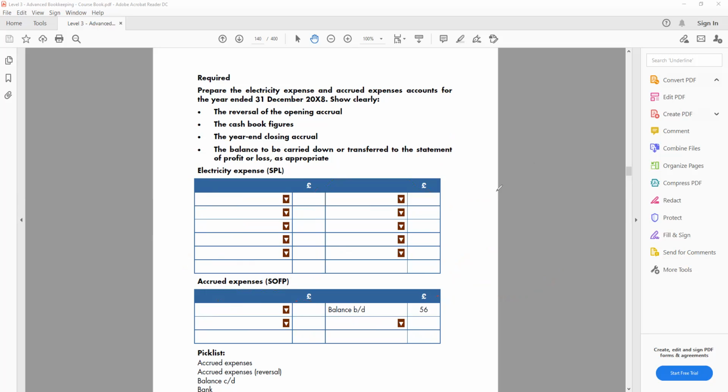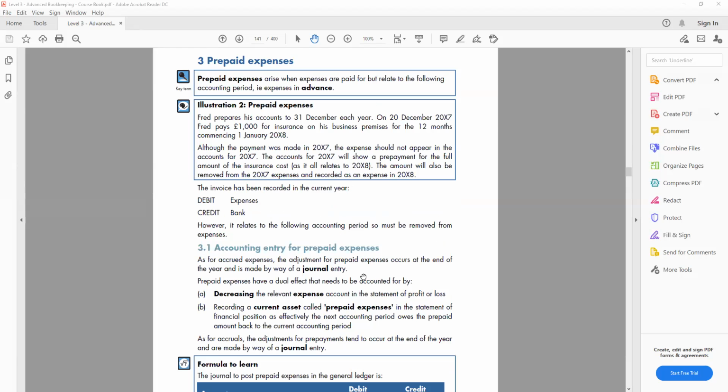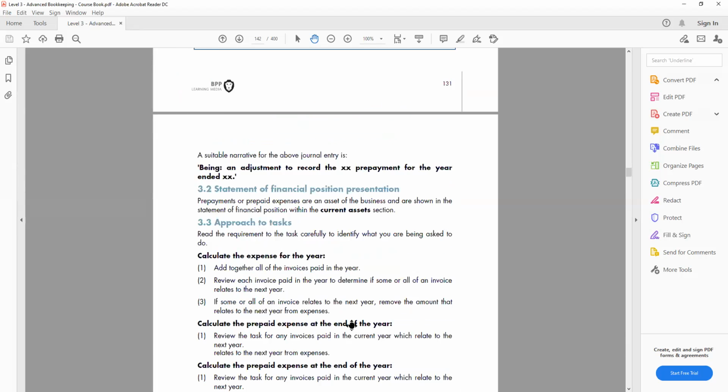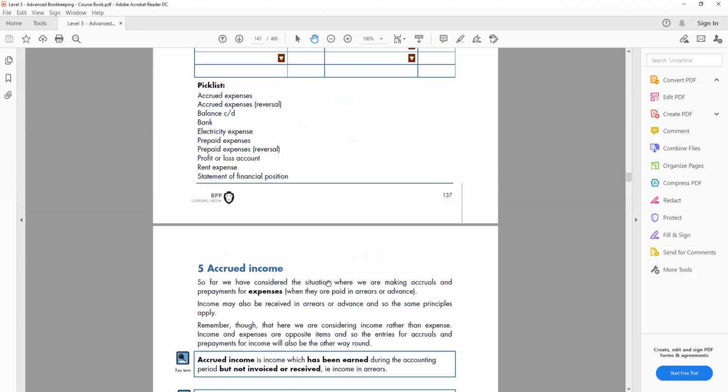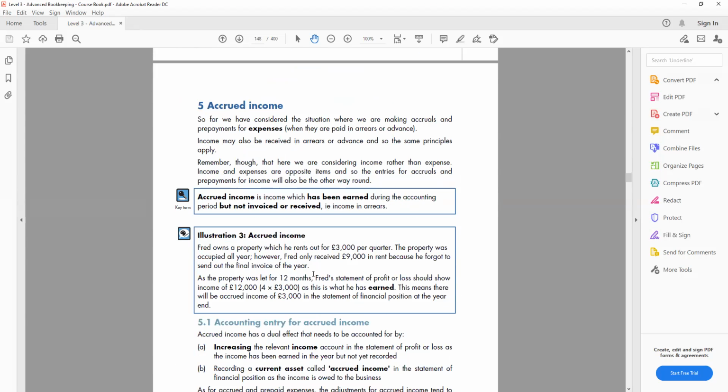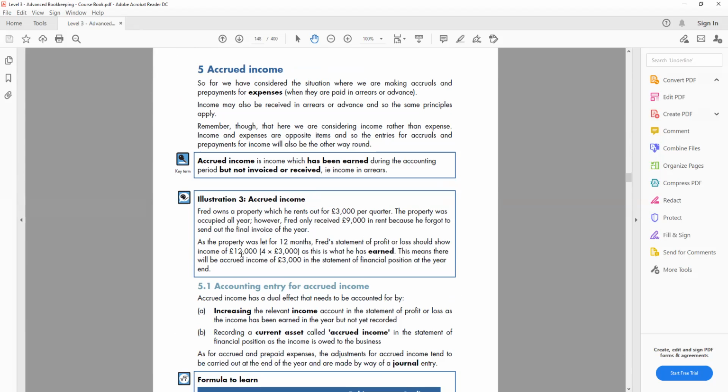Let's talk a little bit about accrued income. What is accrued income? Let's talk about this one. So accrued income, if we go down a little bit, hopefully you will see it. They said accrued income is income which has been earned during the accounting period but not invoiced or received. So basically, income has been earned, but the money is not received.